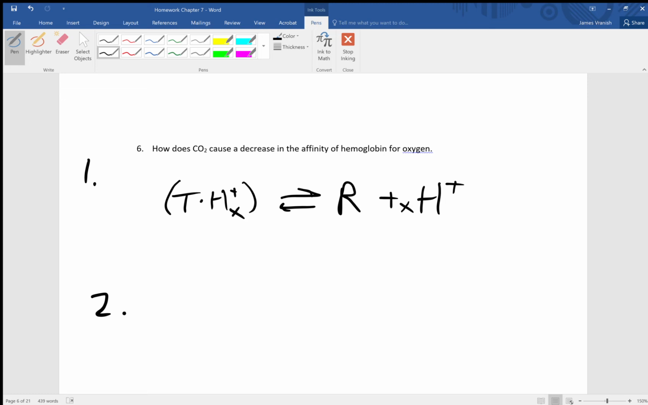All right, question number 6 asks, how does carbon dioxide cause a decrease in the affinity of hemoglobin for oxygen? There are really two ways in which it does this. We'll actually cover reason 2 first.